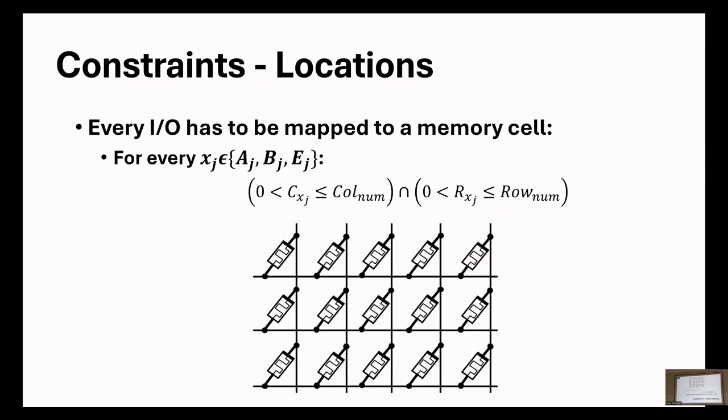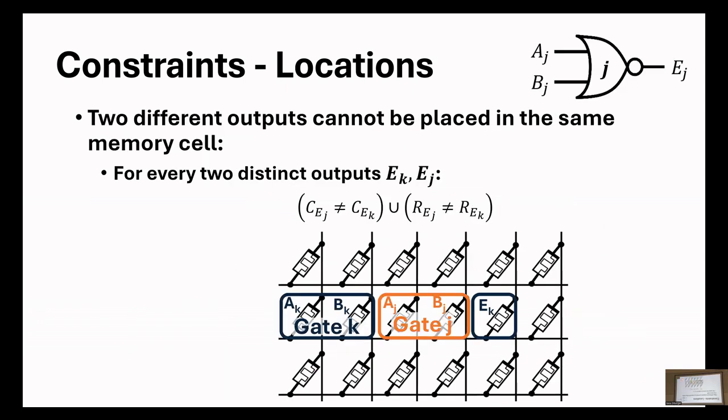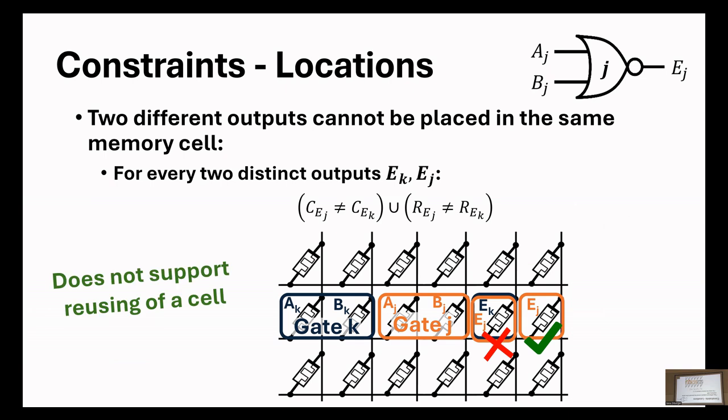Okay, what are the constraints? The first one is the location constraint, and it's pretty obvious. We want all the inputs and outputs to be located inside the memristive memory and not outside it. The next constraint is that if we have an output of gate K, for example this one, and then we execute another gate, we can execute it in a separate cell, but we can't execute it in the same cell. And this means that we cannot reuse cells, as I said before.